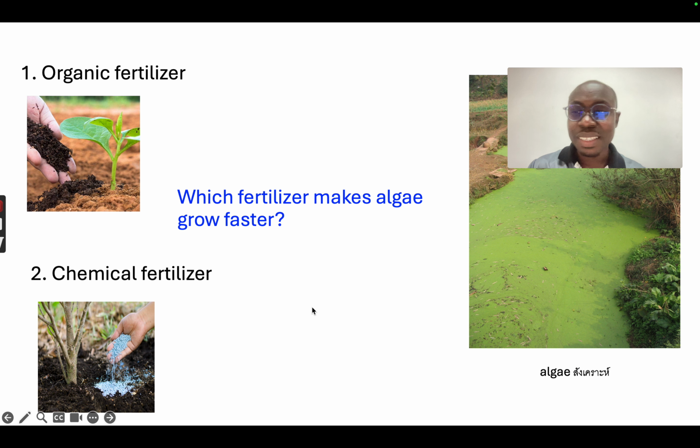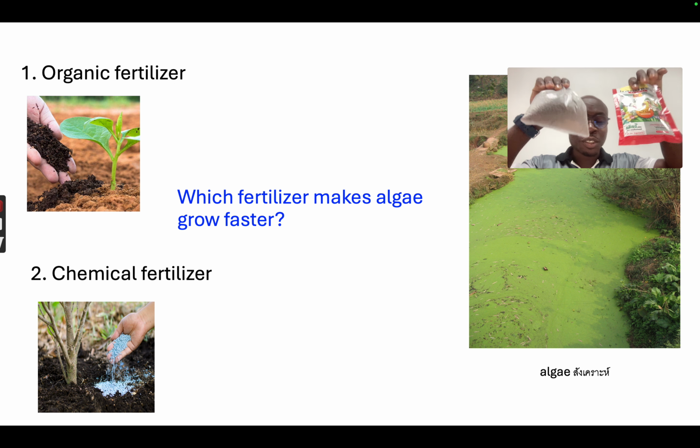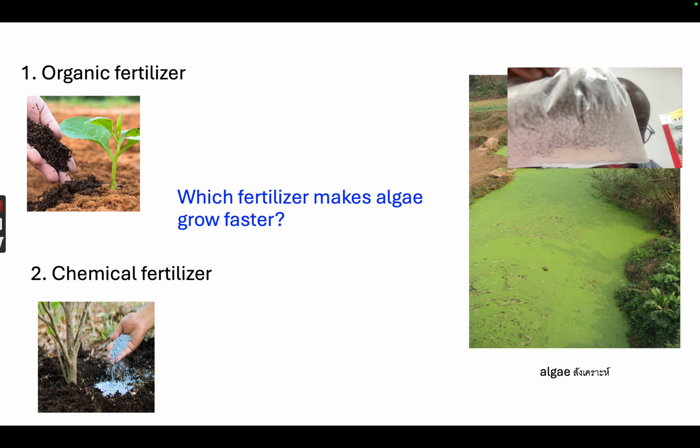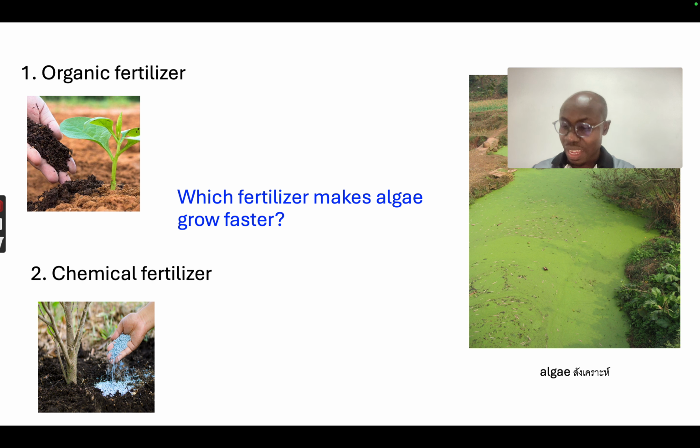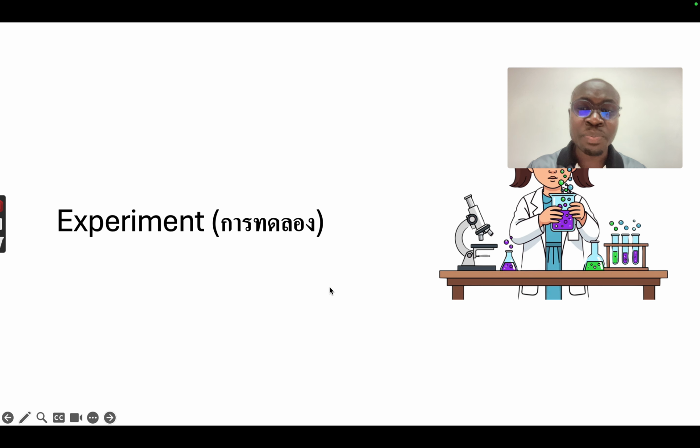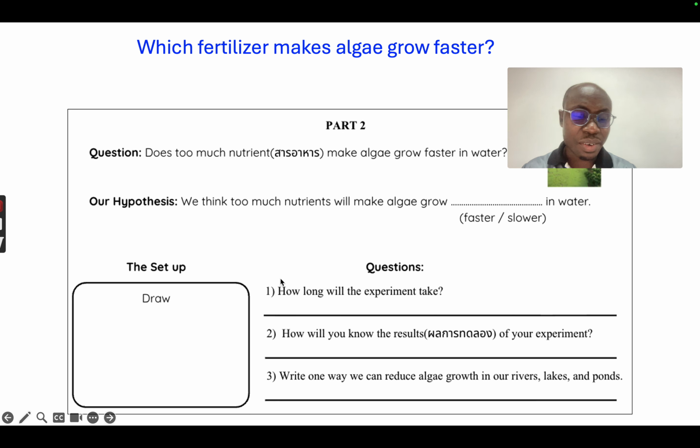Now, question: which fertilizer do you think will make the algae grow faster? Is it the organic or the chemical fertilizer? Which one will make algae grow faster? Now, I have the two fertilizers here. This is organic fertilizer. This is chemical fertilizer. Which one makes the algae grow faster? We're going to make a little experiment to see. And I have it here already.